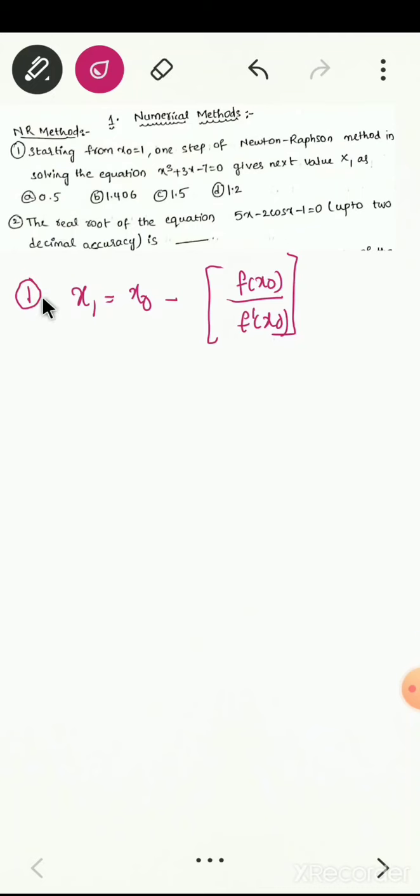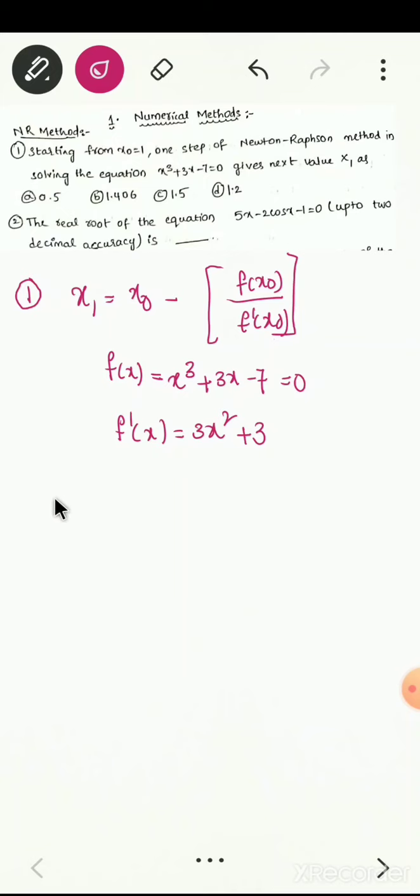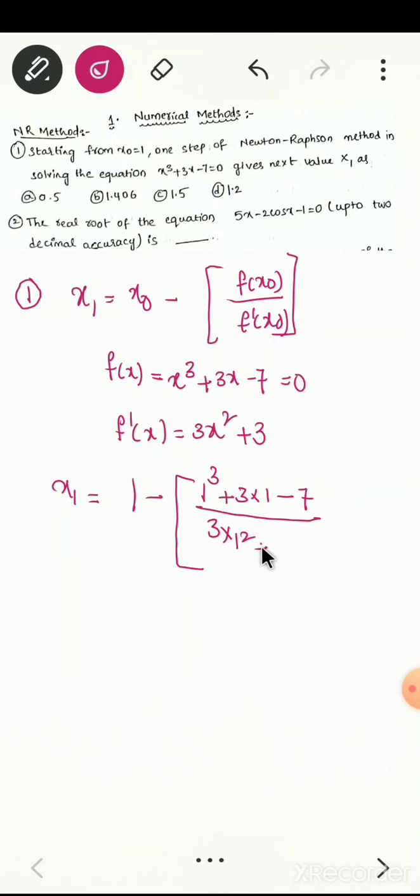Then, if x0 is 1, they have given some function also. Whenever they give a function, write the function properly. So what is that? x cube plus 3x minus 7 is equal to 0. After finding f of x, find f dash of x, because we have f dash of x in the formula. That will become 3x square plus 3. Then x1 is equal to x0, which is 1, minus f of x0. Substitute the x0 value in this function: 1 cube plus 3 into 1 minus 7, divided by 3 into 1 square plus 3.